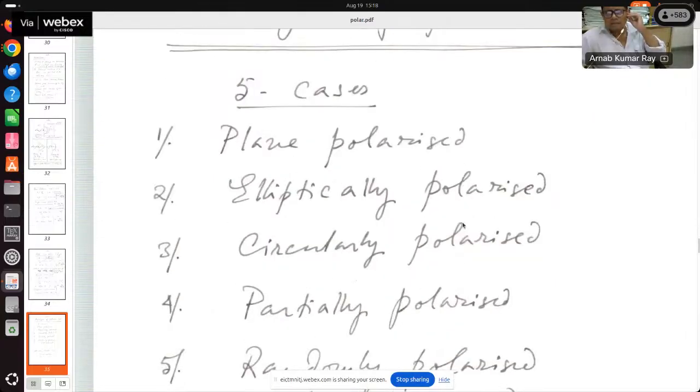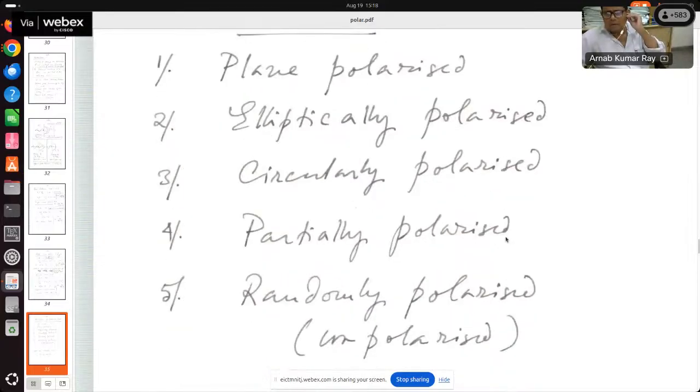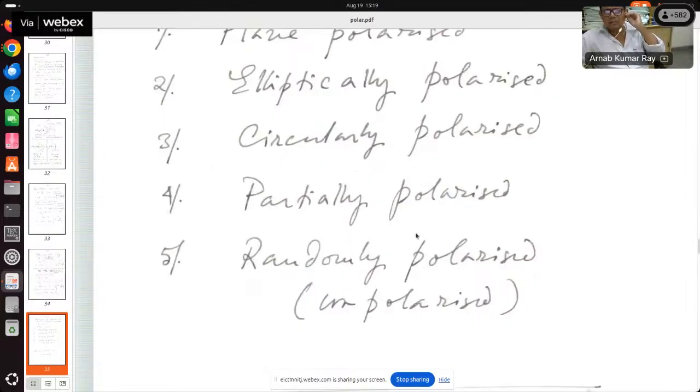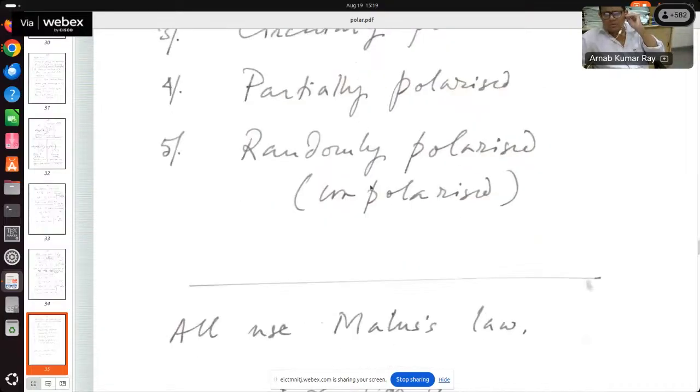Plane polarized light, elliptically polarized light, circularly polarized light, partially polarized light, and unpolarized light, meaning it contains all states of polarization, which is totally randomly polarized, right? So all states of polarization are mixed. The partially polarized light is that you have one polarized beam and then some normal light mixed up with that. Okay, so let us now look at all of them.